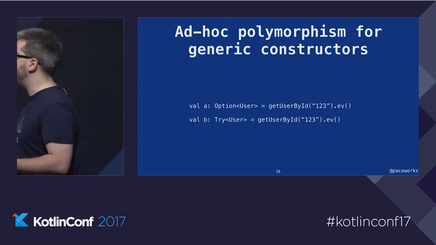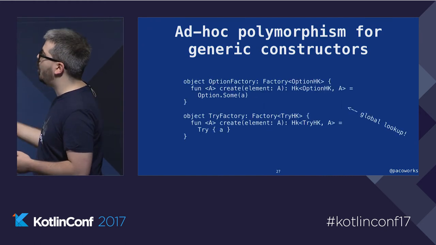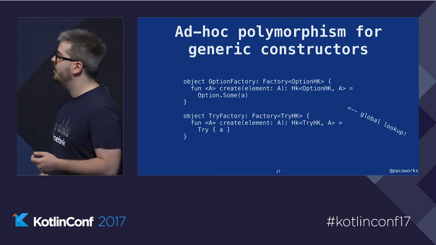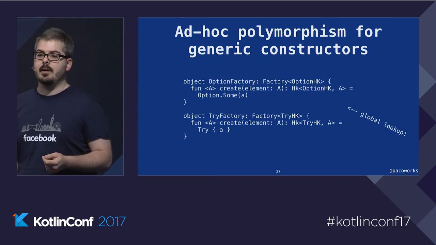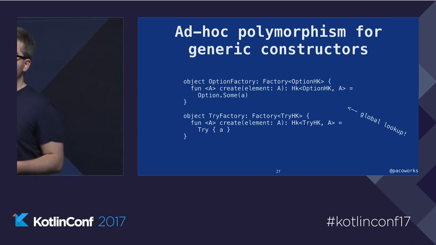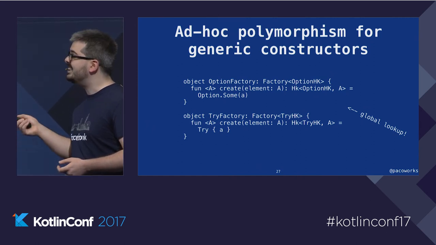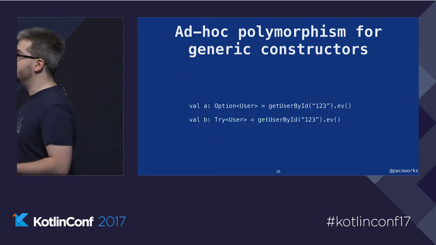How do those factories look? We have an Option Factory for OptionK that just says Option.some. We have a Try Factory for Try that just says we're going to wrap any type A. And we can do a global lookup for these factories. So that means that we can write code that is generic to the container, using all the stuff that we have used so far.